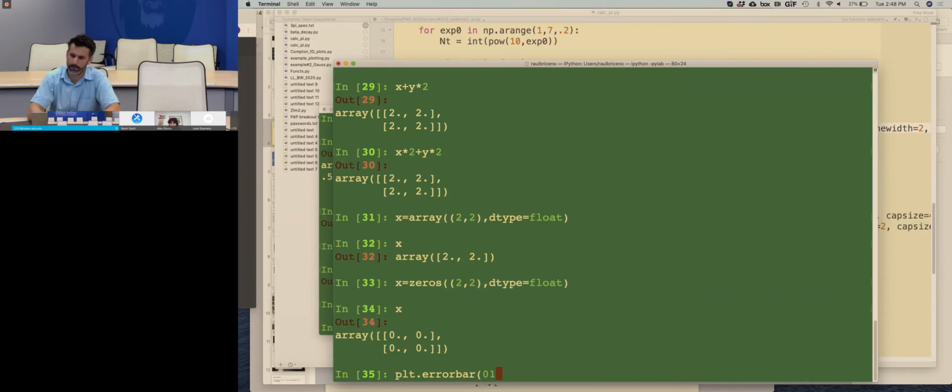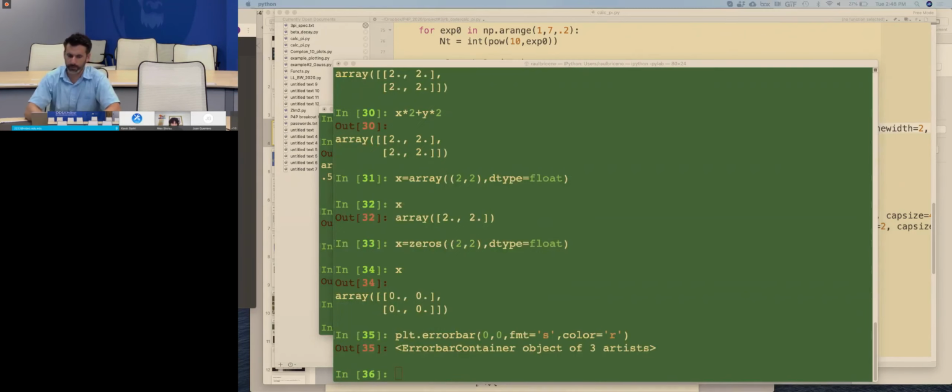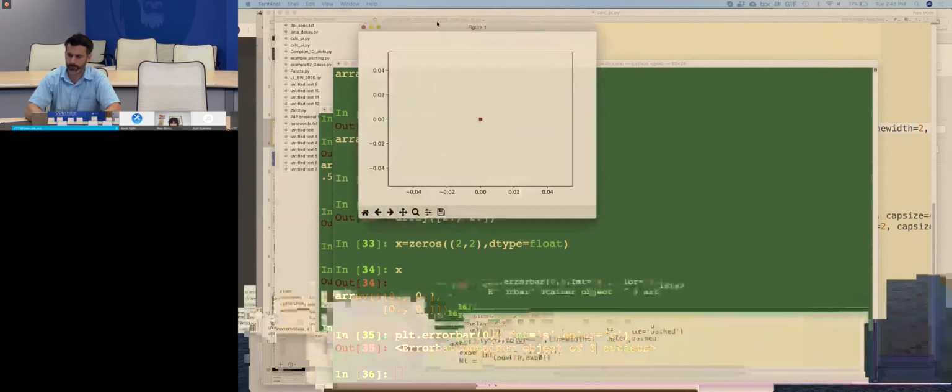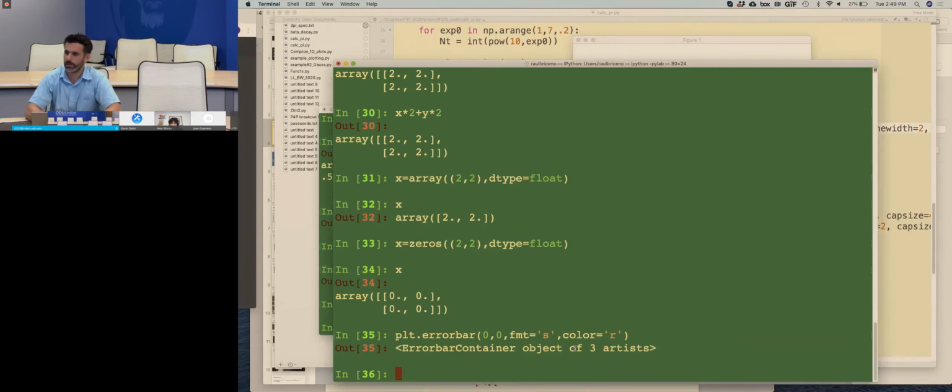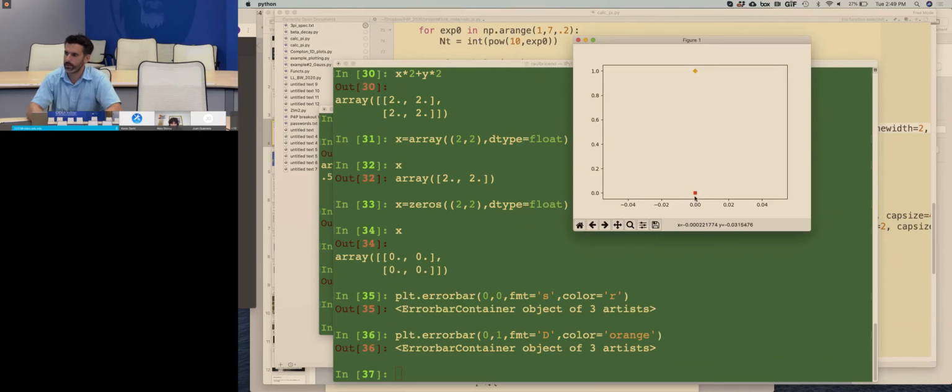Let me plot 0, 0. So it's going to give me a point at 0. FMT is going to be the type. Let's make that a square. And then color, I can make it whatever I want. I can make it red. And so what I get is this one point at 0, 0, and it's red. Let me make another point. Let's make it orange for some fun. Let's make it a diamond, and let's make it at 0, 1. As you see, at 0, 1, I have an orange point.